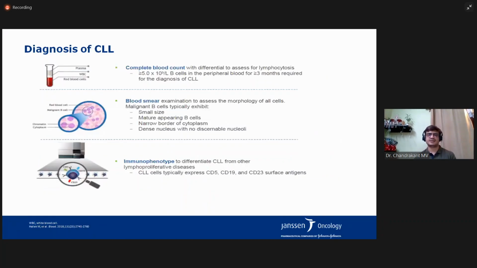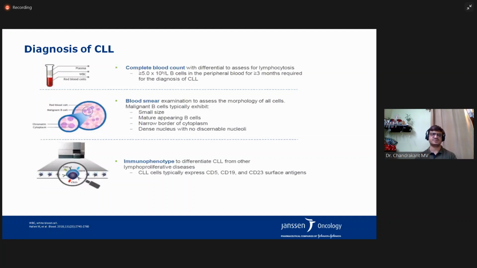So how do we diagnose CLL? CLL diagnosis is quite simple. Whenever we have an elderly gentleman coming with high counts, generalized lymphadenopathy, hepatosplenomegaly, we look under the peripheral smear. We see the classical small, mature-appearing B lymphocytes with a thin rim of cytoplasm with a dense nucleus and no discernible nucleoli. And the absolute lymphocyte count should be more than 5,000, and it should persist for at least 3 months.